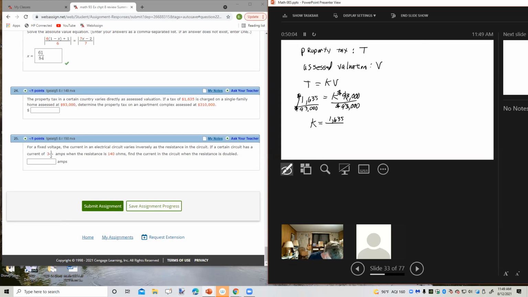All right, so this was 93,000, okay? And again, I could take out a 5 and reduce it down, but so now I've got this, T equals 1635 over 93,000 times V, okay? Now, determine the property tax when it's assessed at 310,000. So I've got 1635 over 93,000 times 310,000.